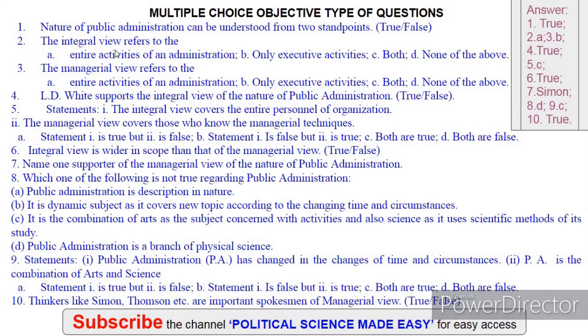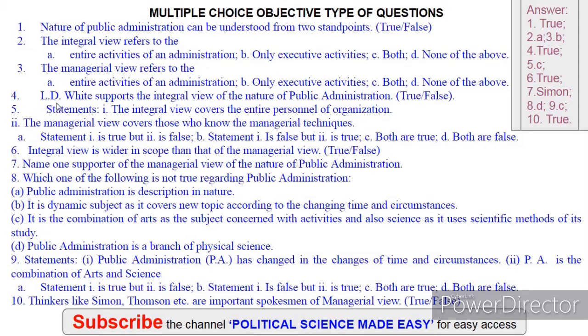Number two, the executive view refers to the entire activities, only executive, both, none of the above. In the discussion we know that the integral view covers the entire activities of an administration, so A is correct. Then number three, the managerial view refers to entire activities, only executive, both, none of the above. Here we come to know that the managerial view only considers the executive type of activity, so B is correct.